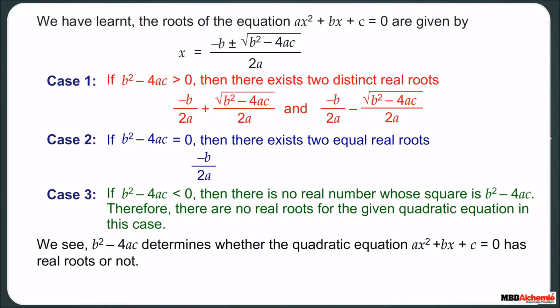We see b square minus 4ac determines whether the quadratic equation ax square plus bx plus c equal to 0 has real roots or not. B square minus 4ac is called the discriminant.